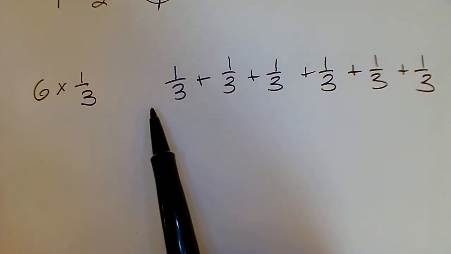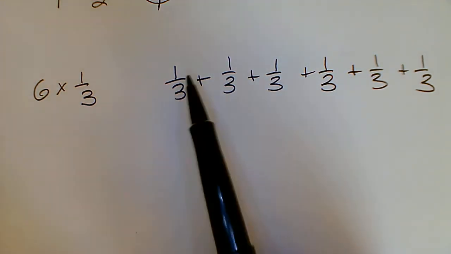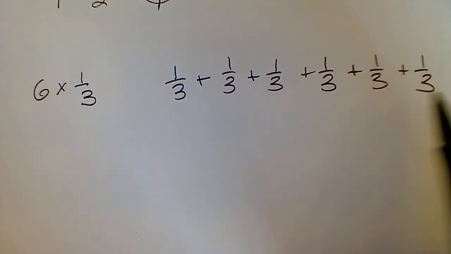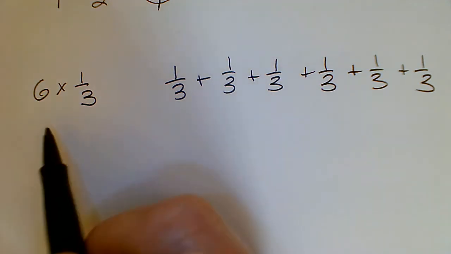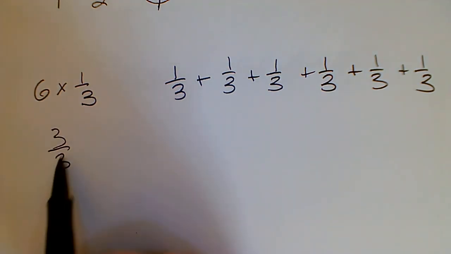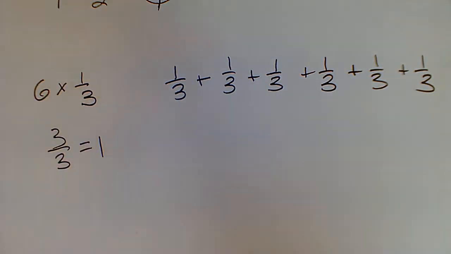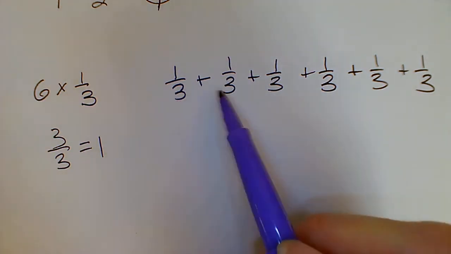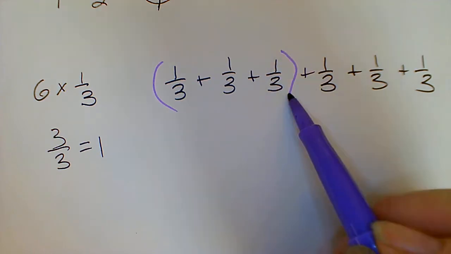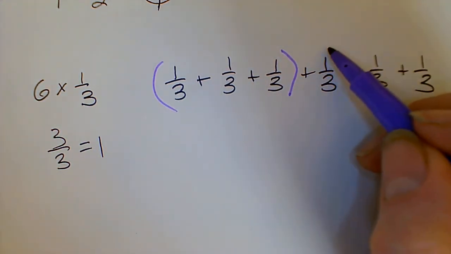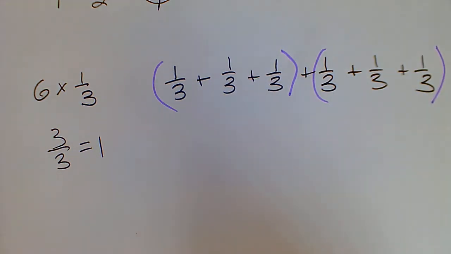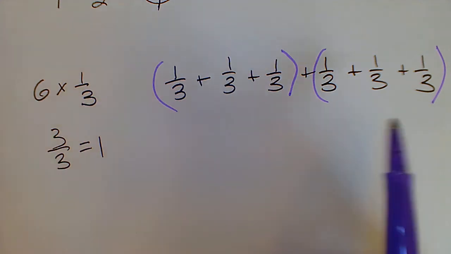And what we are going to try to do in today's lesson is, instead of trying to deal with all these 1/3s, we want to group them into wholes. Well, what do I know? I know that 3/3 is equal to 1 whole. So how could I group this to make wholes? Well, I'm going to group them into 3 of these 1/3s. So now I know this makes 1 whole. This is 1 whole, and this is a whole. So now what I know is that I have 2 wholes here.